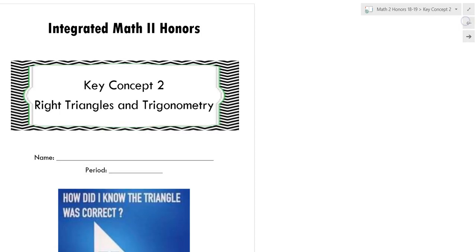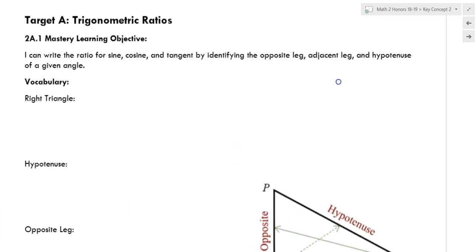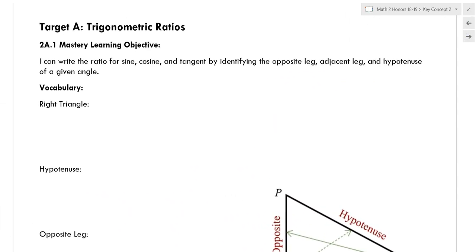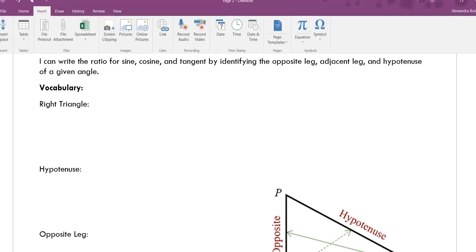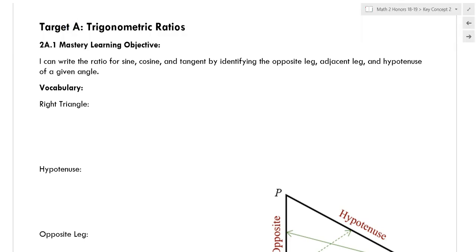Alright guys, our next unit here is right triangles in trigonometry. So we're going to be looking a lot at right triangles. Our first mastery learning objective says, I can write the ratio for sine, cosine, and tangent by identifying the opposite leg, adjacent leg, and hypotenuse of a right triangle. So we're going to have a lot of vocab to start.